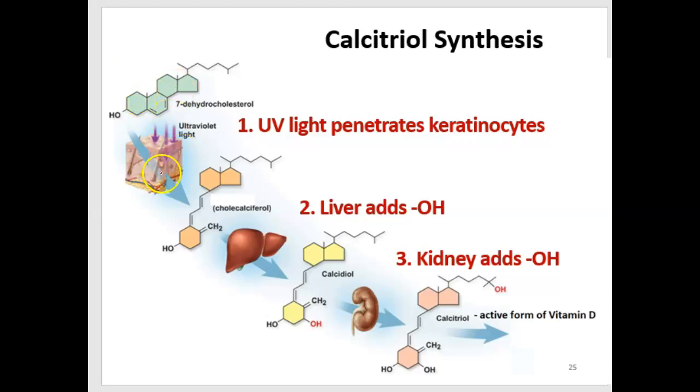So here's a picture. UV light penetrates the skin to make a precursor or change a precursor. Then the liver changes it by adding an OH to make calcidiol. And then the kidney adds a hydroxyl group and you get calcitriol. So now you can do bone resorption and absorb all your dietary calcium.